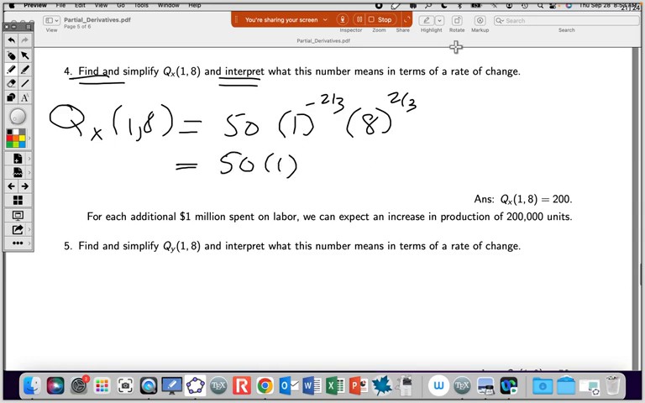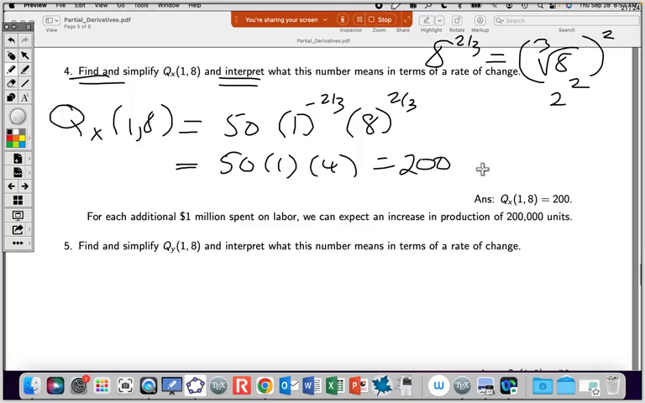Now 1 to any power is 1. Let's review here just to make sure we're all good. What does 8 to the 2/3 mean? The third down here means cube root, and the 2 means squared. So it would be the cube root of 8 squared. Cube root of 8 is 2. 2 squared is 4, so that would be 200.